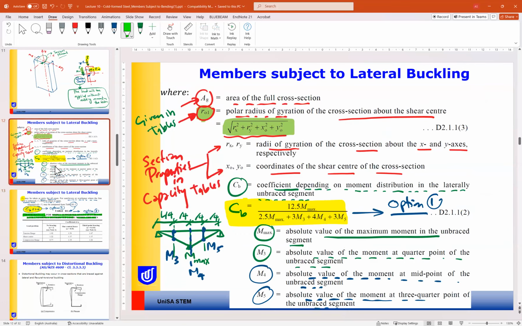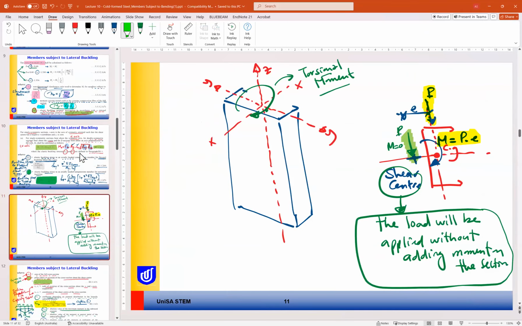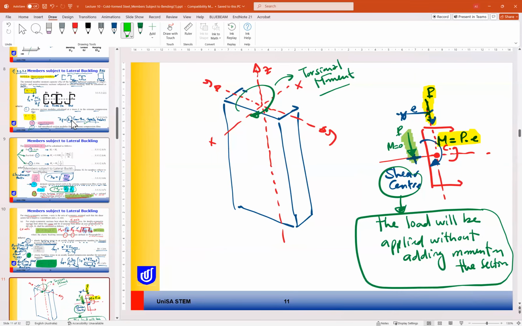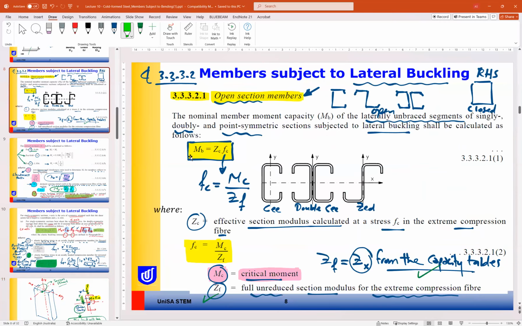So if we summarize this now, for the member under lateral buckling, all this calculation was to find MB. MB equals ZC times FC. All our problem is how to find FC. To find FC, we need MC divided by ZF. ZF is the full unreduced section modulus. We know it from the table, so no problem. So our main target is how to find MC.